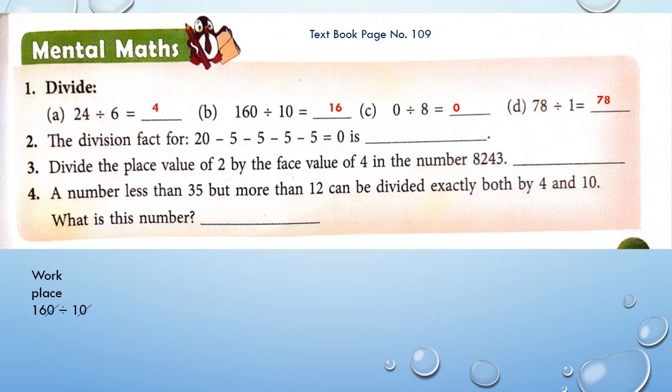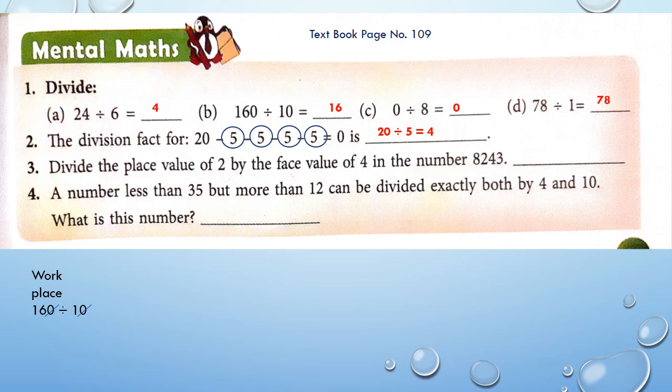You have to complete this exercise with me. So please keep your textbook open and start doing it with me, right? The division fact for 20 minus 5 minus 5 minus 5 minus 5 is equal to 0 is. Now we have already learned in our video about division fact. So let us see once again. We have 5 one time, 5 two times, 5 three times and 5 four times. So 20 divided by 5 is equal to 4. We have already learned this, right?